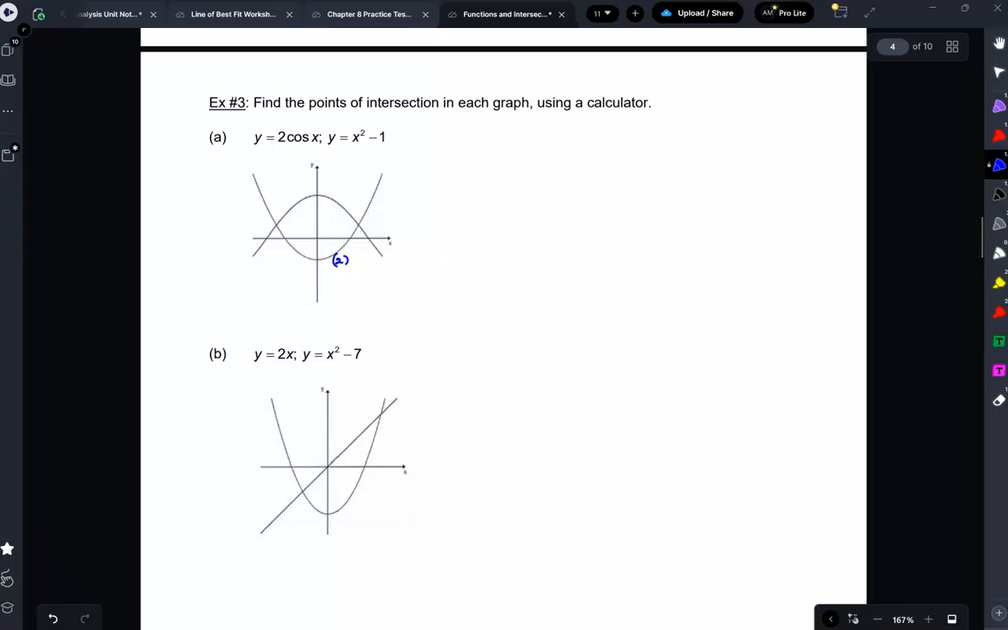So this one, y equals 2 cosine x. This one, y equals x squared minus 1. We know that because it's a parabola, faces right side up, and vertical shift 1. So now we need to find the points of intersection. One way is to say 2 cosine x is equal to x squared minus 1. But then you would have to solve that algebraically, which is not a possible thing to do. So the other way is you set them equal to each other, or you graph them.